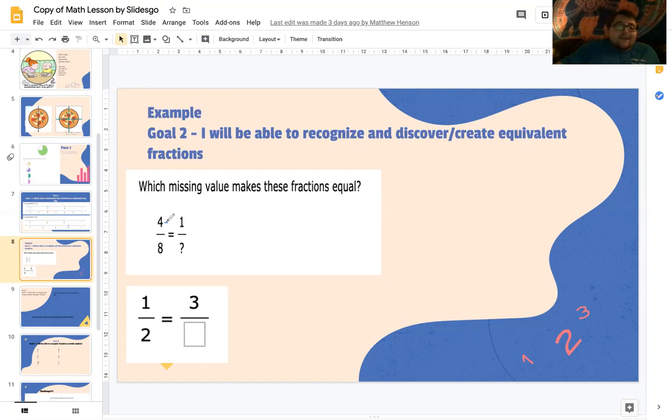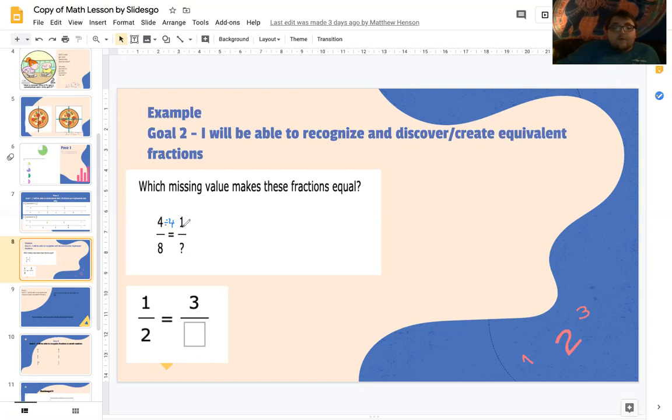I think I just kind of gave away the answer. 4 divided by 4 equals 1. So this is the most important part, whatever you do on the numerator, you must do the denominator. And whatever you do on the denominator, you must do on the numerator. So it has to be the same on the top and the bottom.